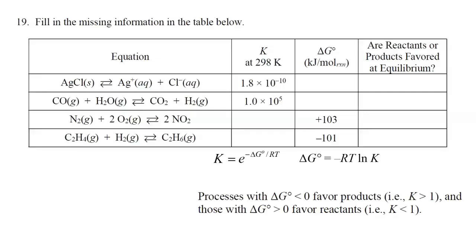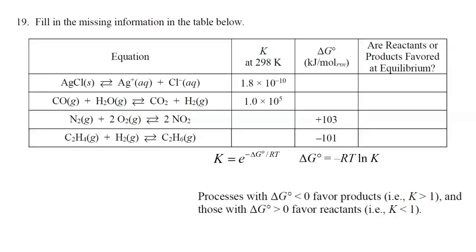So what you're doing in question 19 is you are given 4 different chemical equations for different reactions, and then either I give you the equilibrium constant K and you calculate the value of delta G, or the other way around. I will give you the delta G in units of kilojoules per mole of reaction, and then you calculate the value of the equilibrium constant K.